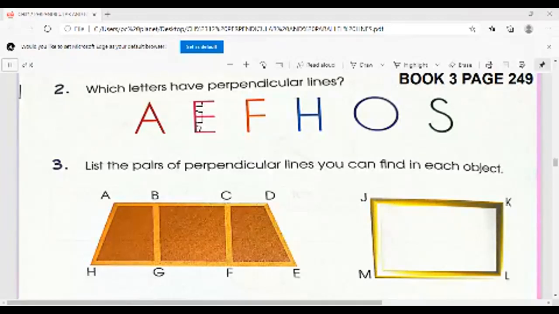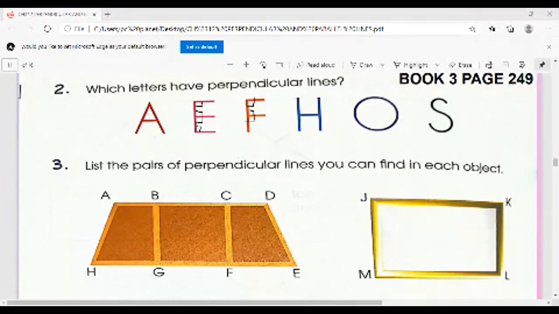Okay, now let's move on to the next figure. What is the next figure? The next letter is letter F. Can you mark a perpendicular line by yourself? Yes, you all can, because you know that when two straight lines meet and they make a right angle, they are called perpendicular lines.